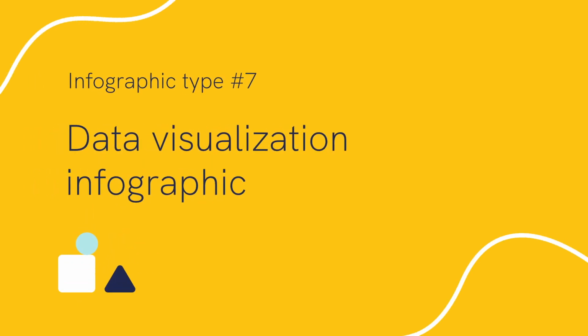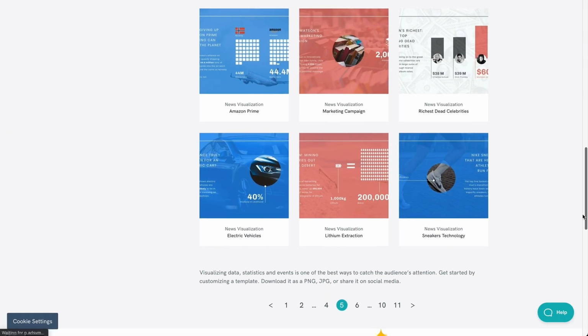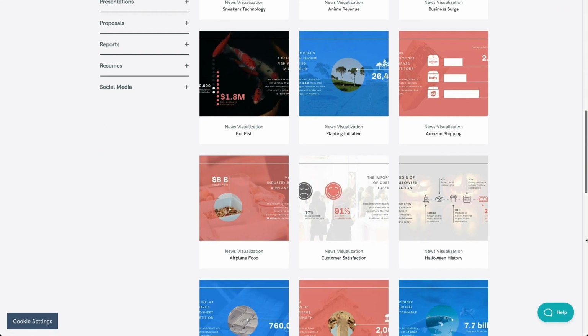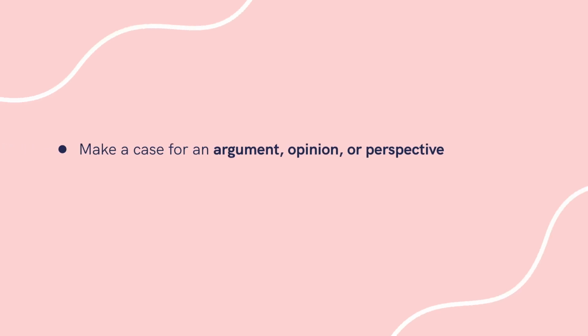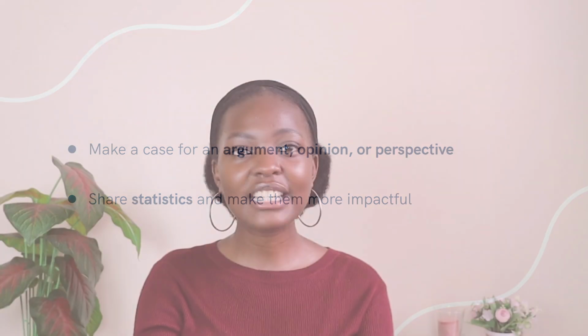Infographic type 7, data visualization infographic. Data visualization infographics let the numbers speak for themselves. They are quite versatile, from students who want to share the results of their thesis to nonprofit organizations who aim to raise more funds by proving their impact. They're beneficial if you want to make a case for an argument, opinion, or perspective, share statistics, and make them more impactful. The best data visualization infographic is a result of the following best practices.